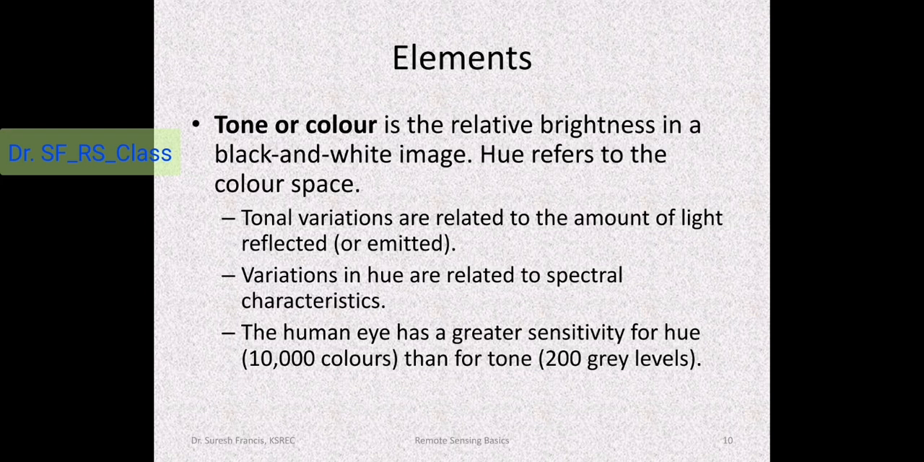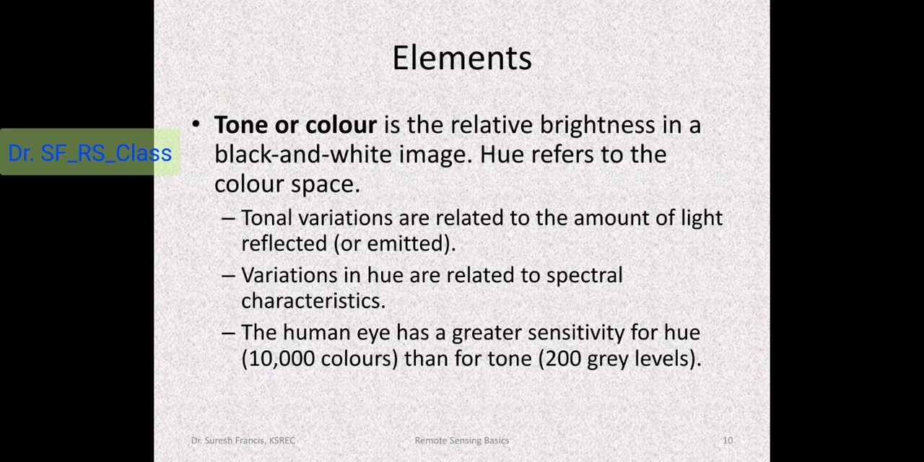And in the thermal case, if the emission is high, the image will be brighter, and if the emission is low, the image will be darker. The variation in hue is related to the spectral characteristics again. What kind of spectrum, what disturbances happen to the spectrum while it is traveling through the atmosphere, and the interactions that happen with the object, all these things will affect the hue and play a major part in the brightness, or the tone or color.